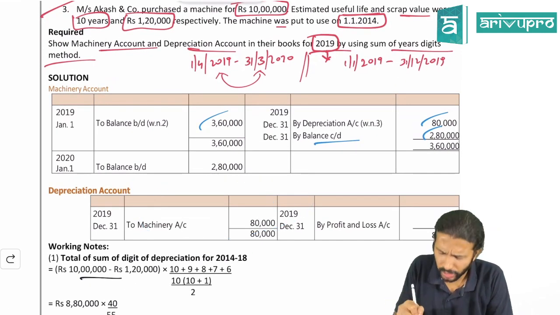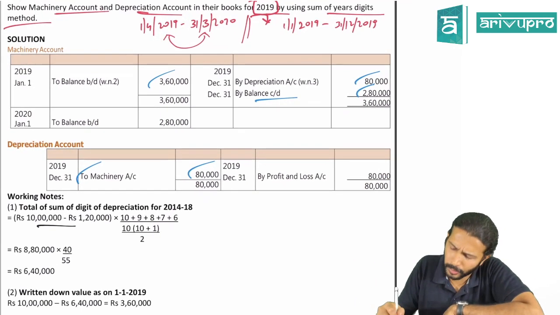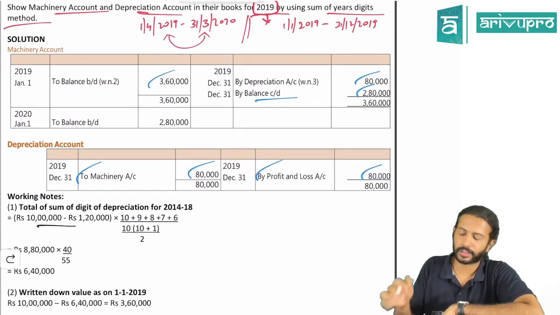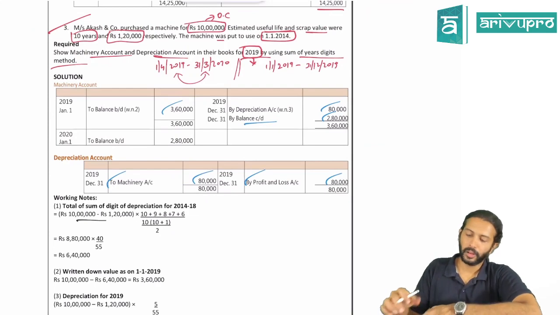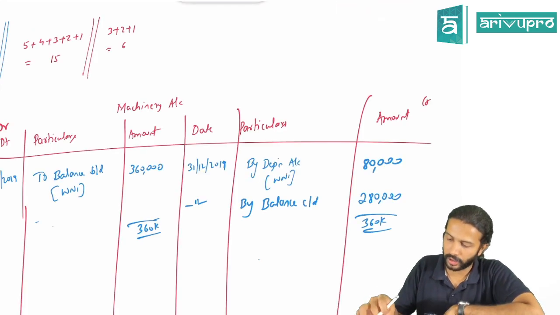Depreciation ledger also they have done. In the depreciation ledger, you will write to machinery 80,000. That depreciation is an expense which will be transferred off to P&L 80,000. That's it. Problem over. Now, did you get an idea how to calculate depreciation under this method? Sum of years digit method?